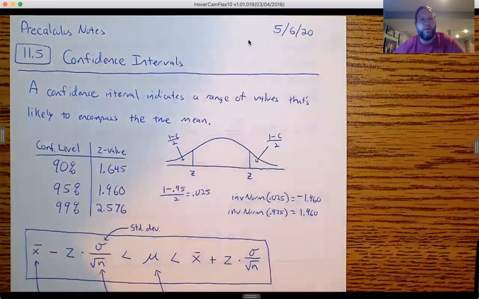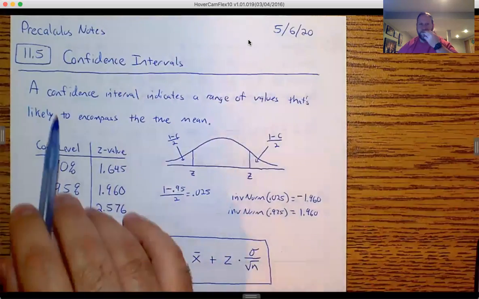Okay, so this is a video over 11.5 confidence intervals. So section 11.5, we're talking about the idea of a confidence interval. This is basically when you don't know the true mean, or true average, of what something is. So you're going to base it off of your sample. And what you want to do is have a confidence of, say, 95%, that the actual population falls between here and here based on your sample. So you want a good sample of the population so you can get a good representation of what that is.